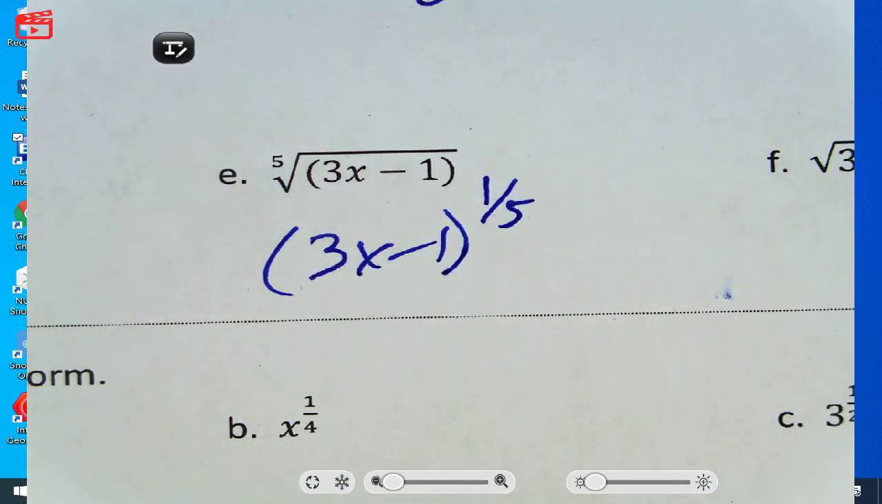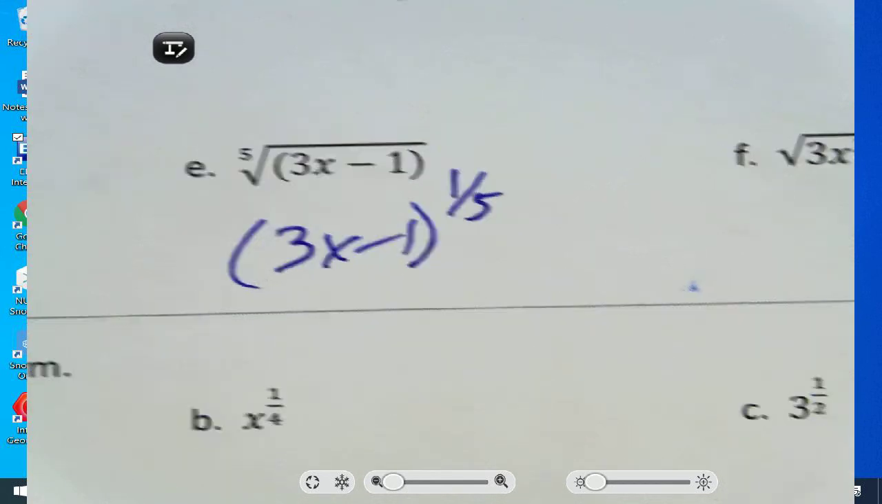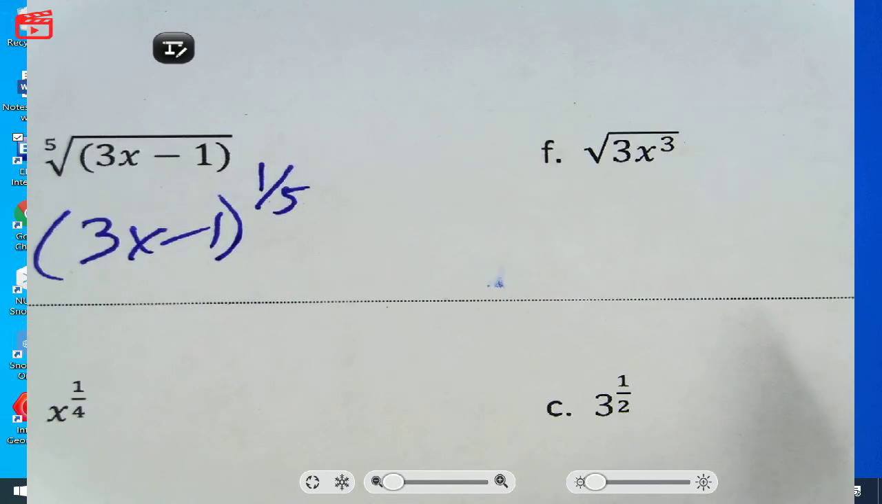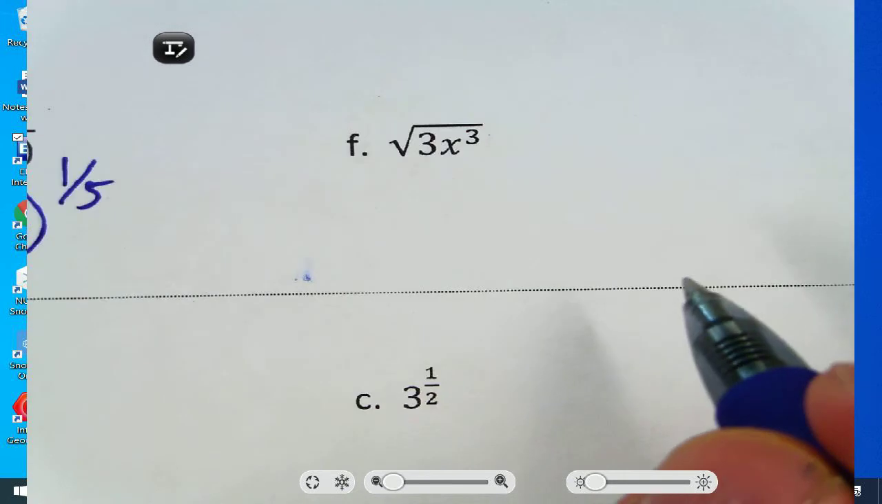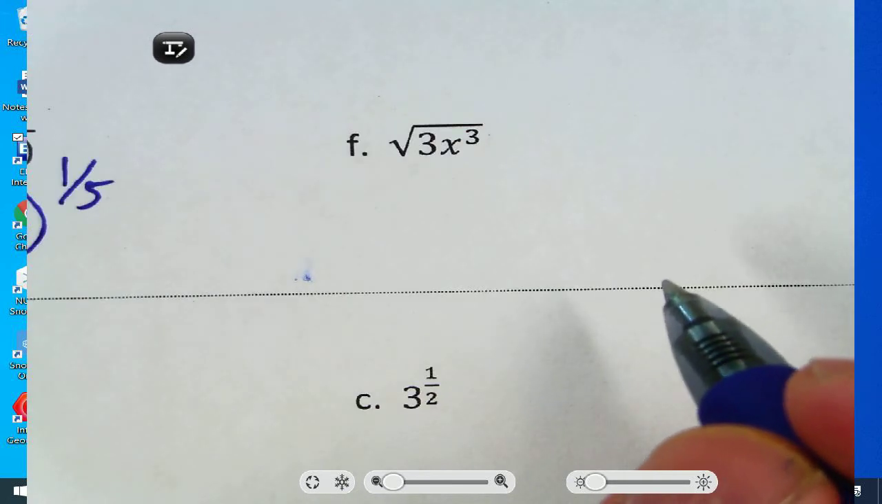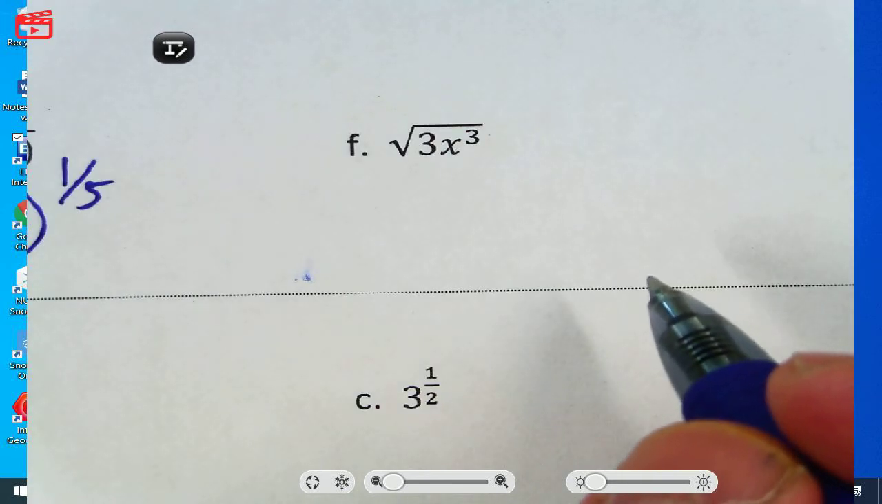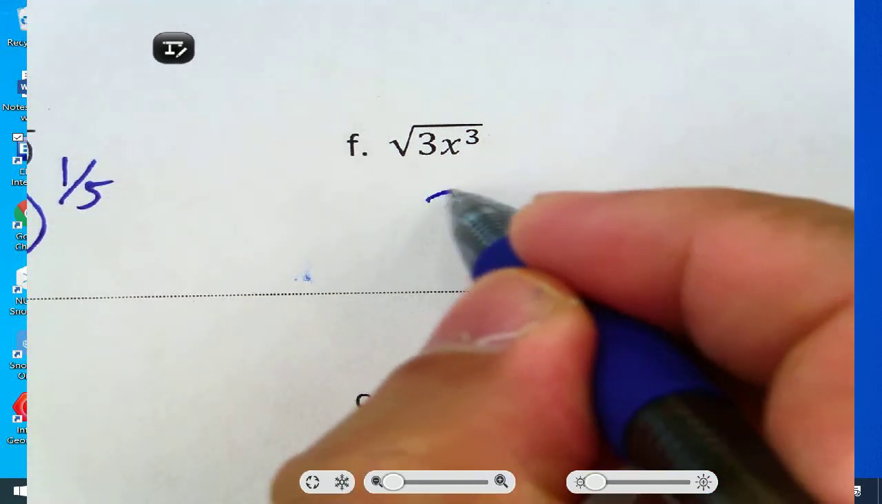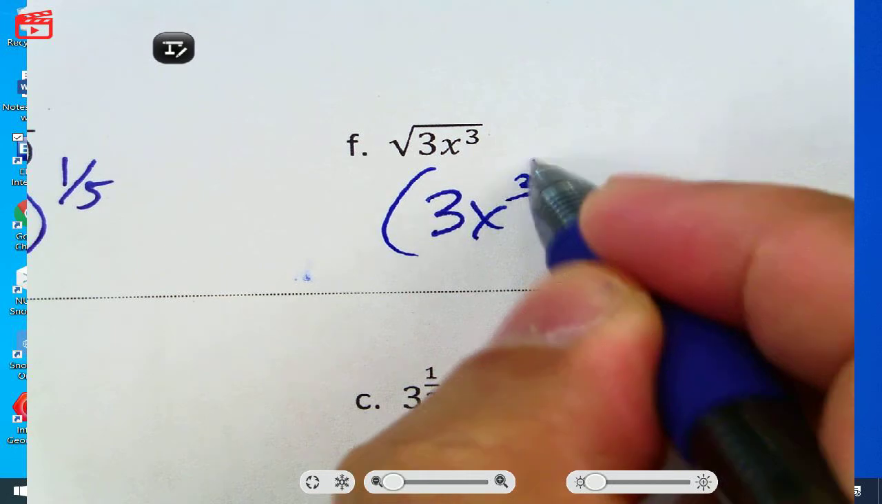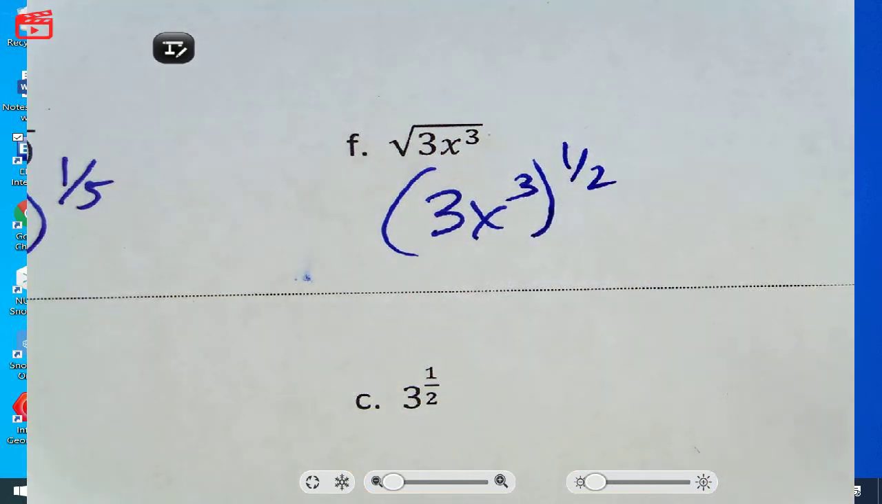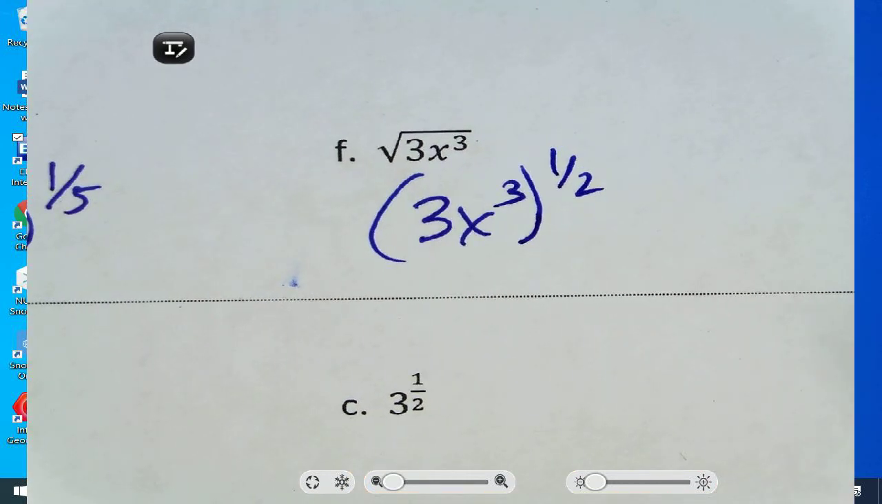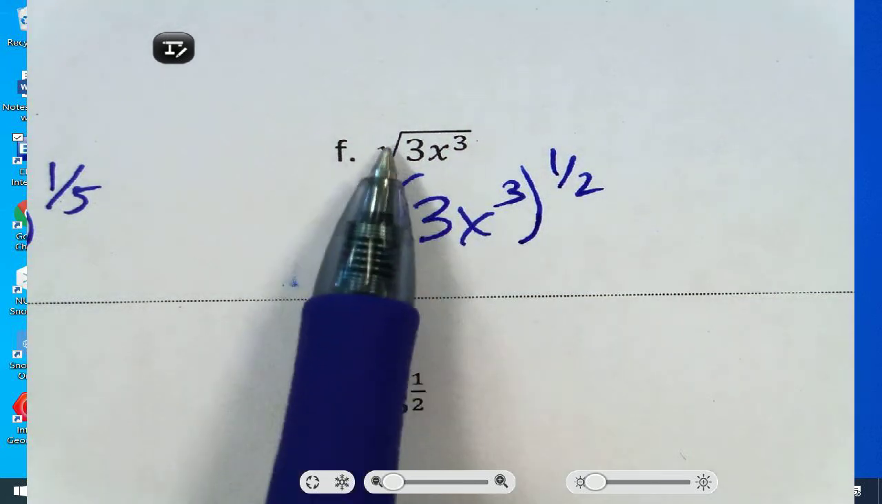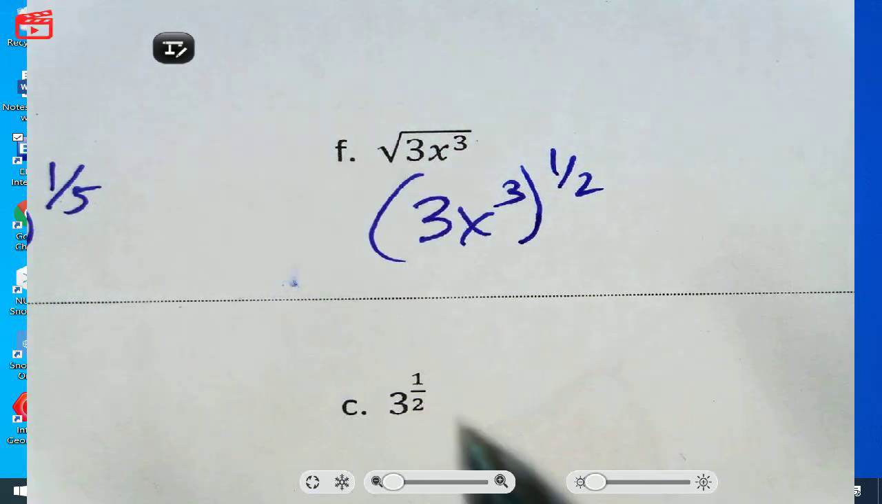Very good. Okay, F is a mess. It would be 3x, the second 3 is 3 over 2. Yeah, well, the 3 is the problem, right? So you want to write it like this first, 3x3 to the 1/2. So remember the exponent is 1/2, right? If it's a square root, remember that's a 2.